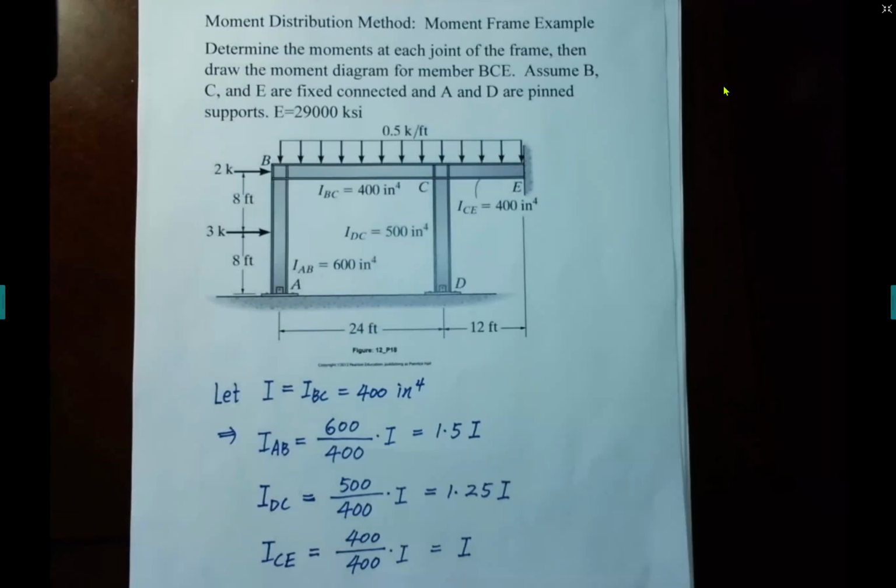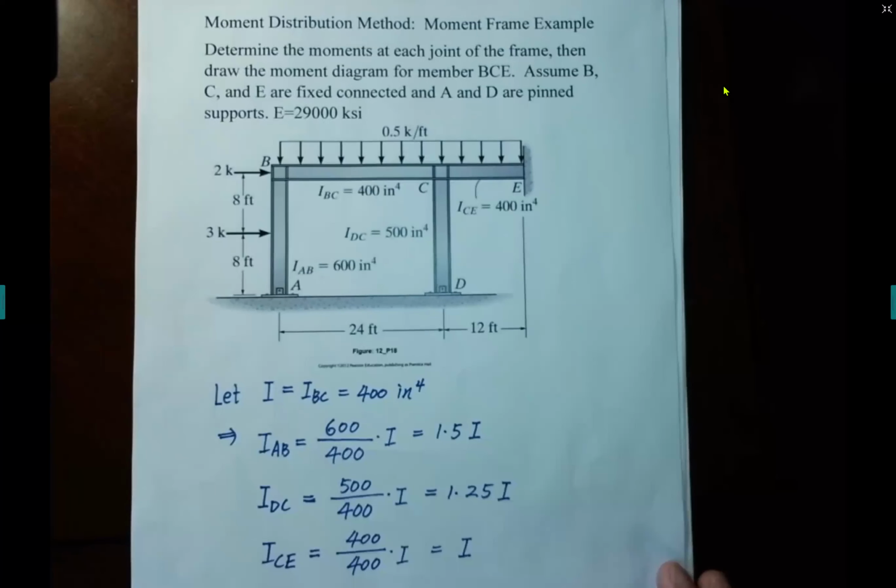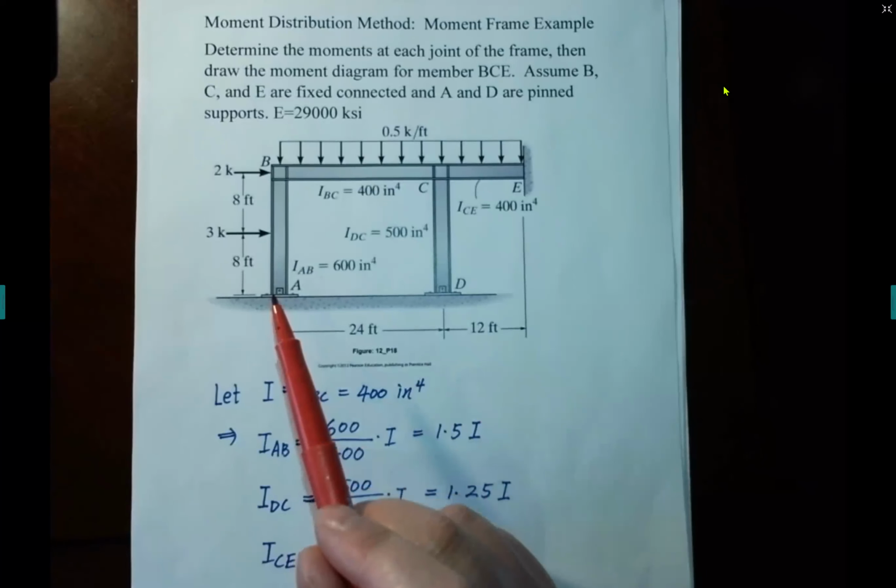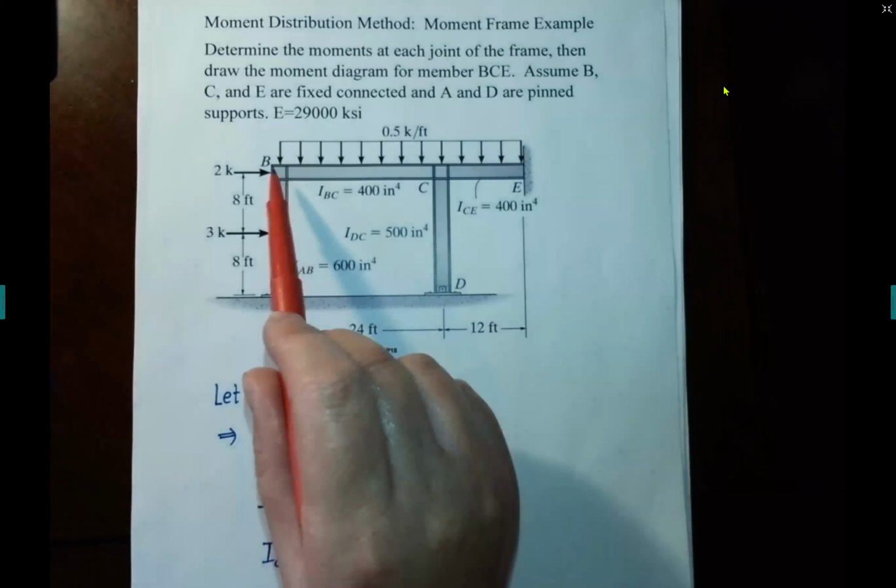Hello, this video is to show how to use the moment distribution method to solve a moment frame example. The moment distribution method is a very accurate approximate method, made by making assumptions of the moment at each joint. Today's example is a moment frame example, and we want to find the moment at each joint, as well as draw the shear and moment diagrams for members B, C, E.